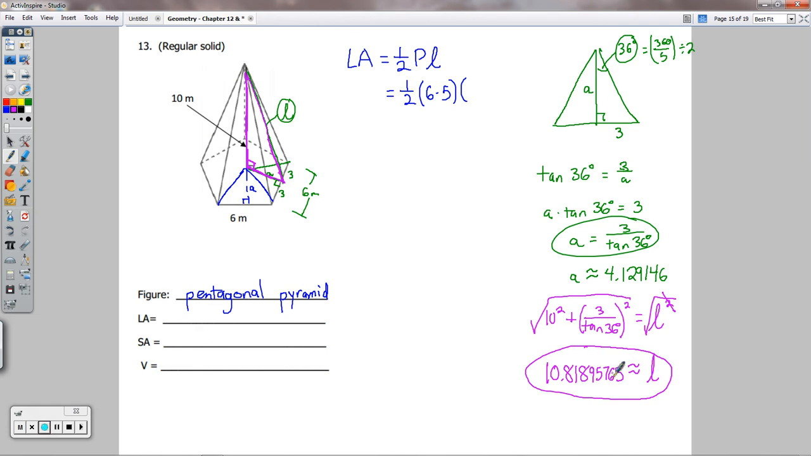So just double checking that. Yep, that looks good. So I have 10.81895765. So if I plug all that into a calculator, I'm basically taking 30 times a half, that's 15. So I take that number times 15, and it looks like I've got 162.3. So that is rounded off 162.3, and that would be meters squared.